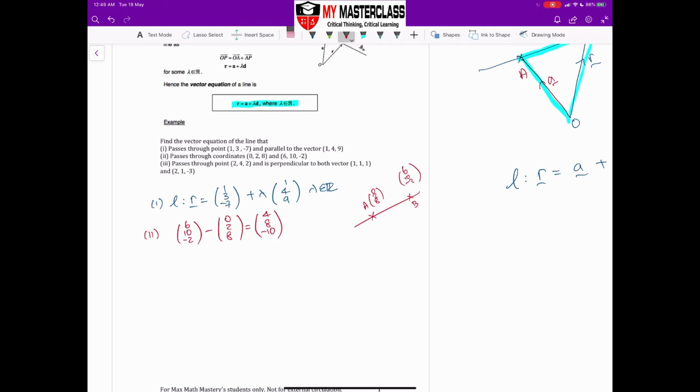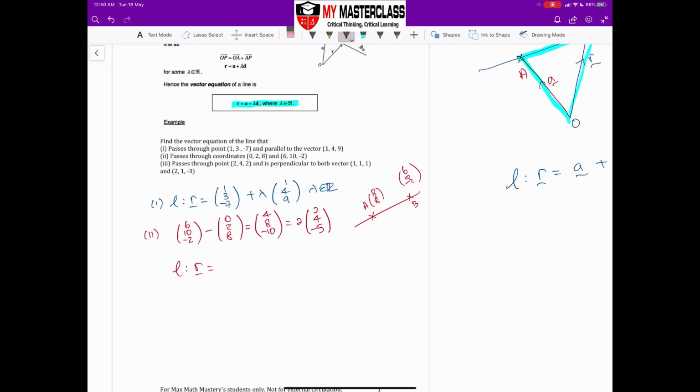Now take note, because this is the direction, (4, 8, -10), I can simplify further by taking out 2 to give me (2, 4, -5). Take note, (4, 8, -10) and (2, 4, -5) are in the same direction. So for a line equation, we can simplify our direction vector. My line equation will be L: r = a + λd. A represents a point that lies on the line, and d stands for the direction. I can use either point, (0, 2, 8) or (6, 10, -2). Both answers are acceptable.